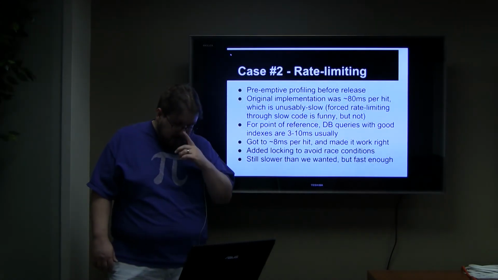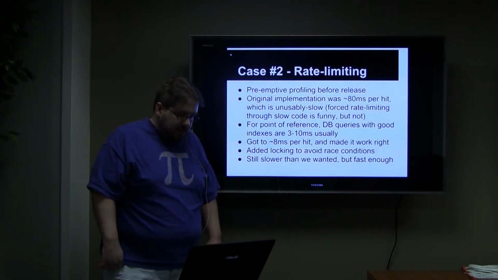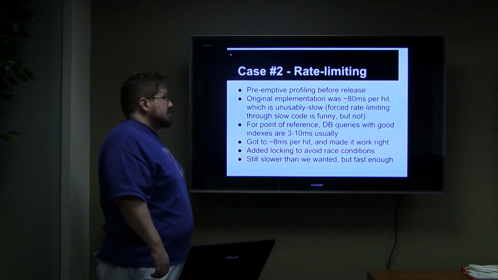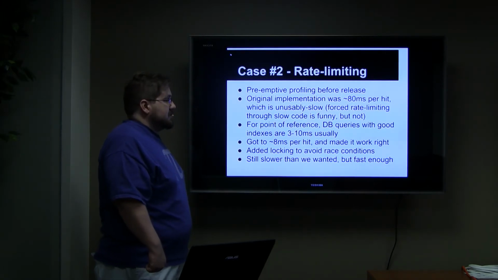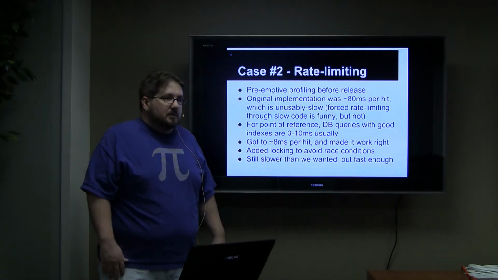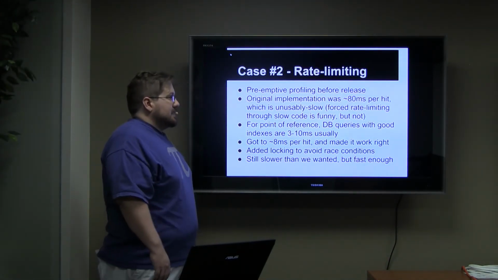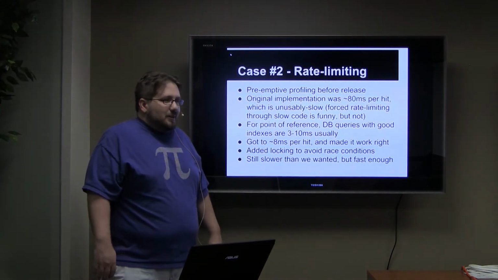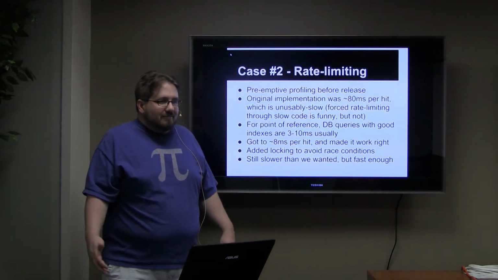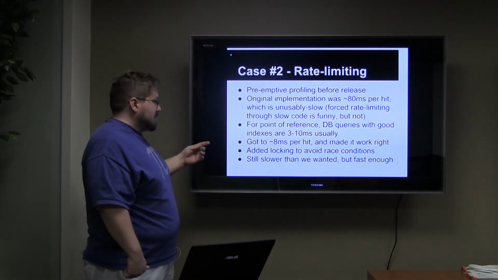Okay. So case number 2 was some rate limiting code that we wrote. The first iteration was written by someone else, and it was taking about 80 milliseconds per hit, which is unusably slow. I mean, Google gets mad if they take more than like 10 milliseconds to return their search results. And this was just the rate limiting portion of the API. It was taking 80 milliseconds per hit. So forced rate limiting through slow code is kind of funny, but not really, because it kind of makes it pointless.